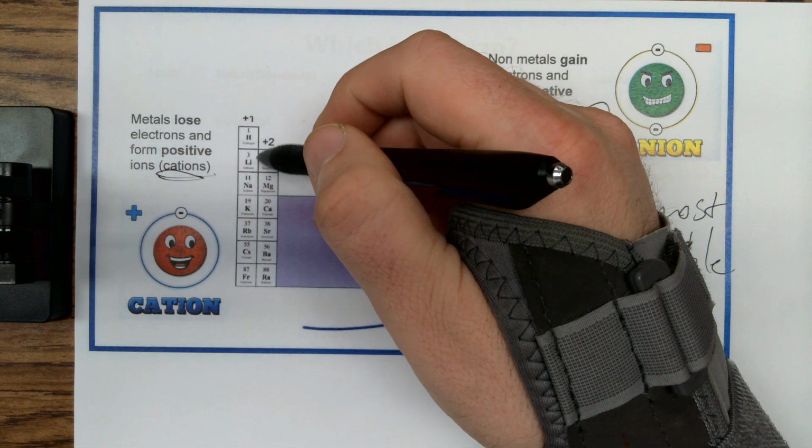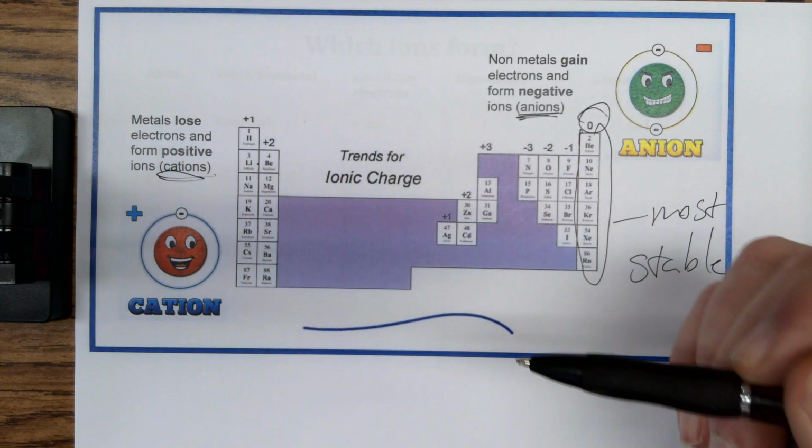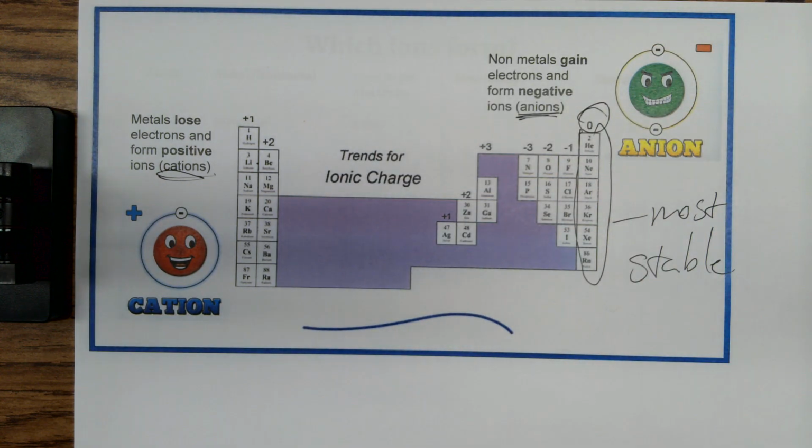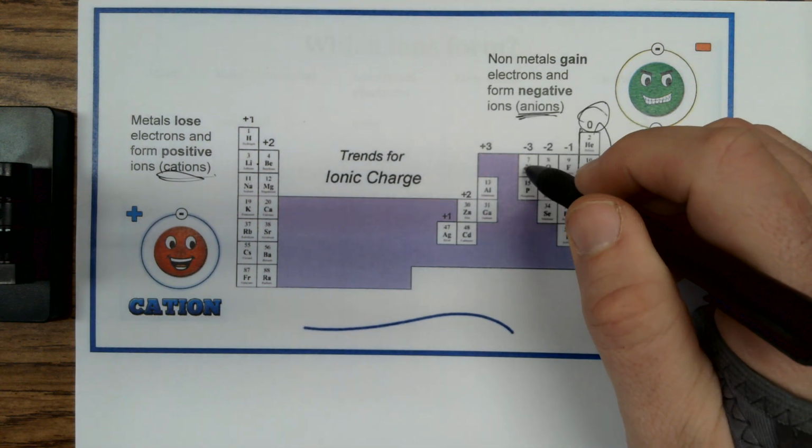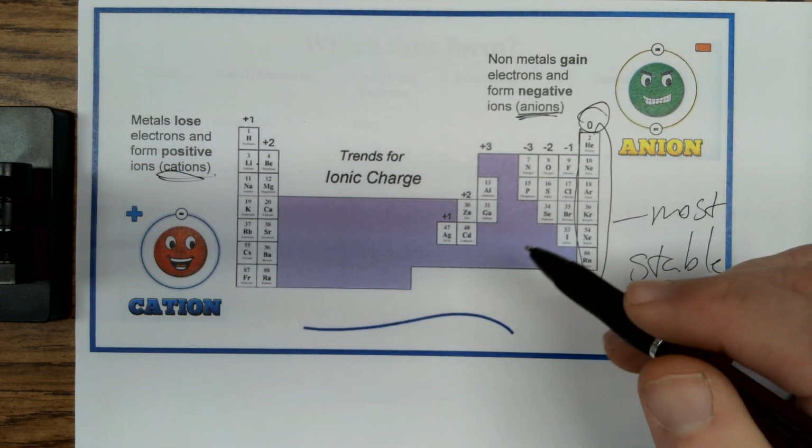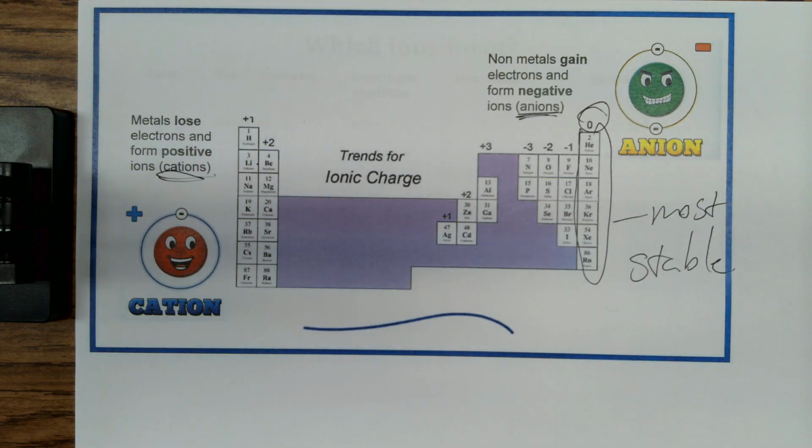It's easier for lithium to lose 1 electron than to gain 7. It's easier for nitrogen to gain 3 electrons than to lose 5. Whichever one is closer, that's the path it wants to take.